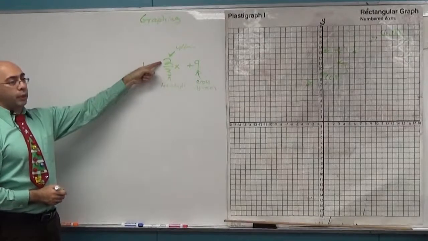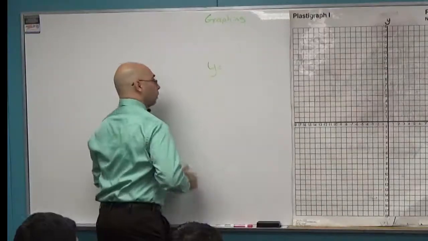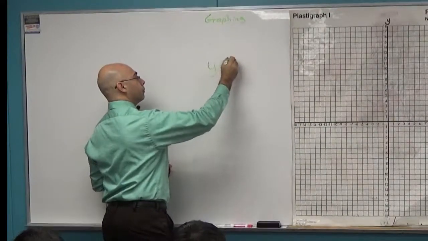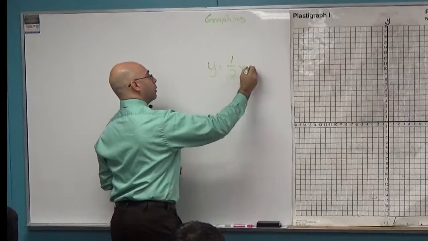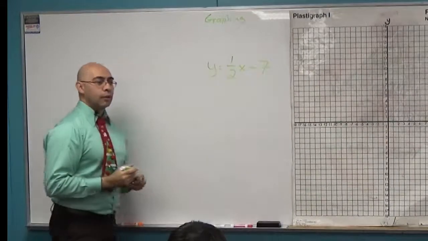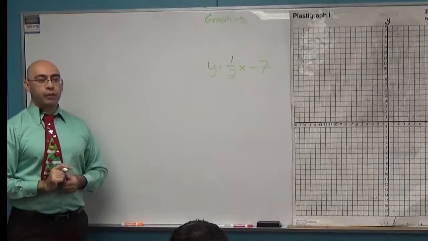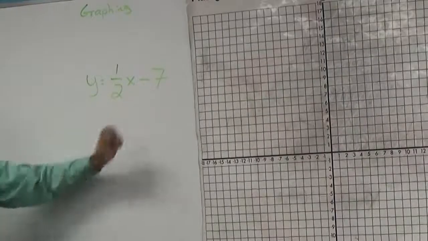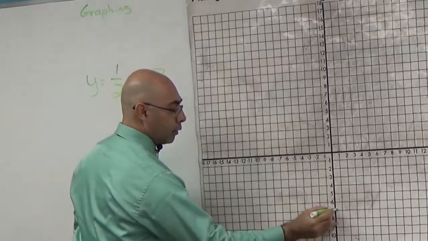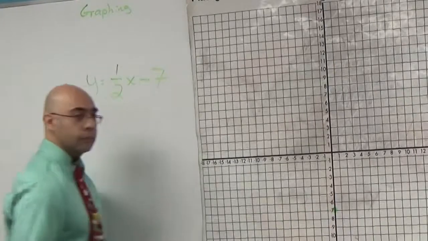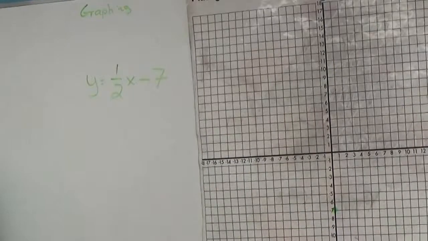Or you could say you could go down 2 and to the left 3. Y equals 1/2 x minus 7. Where would that first point be located? When you look here, that says a -7, so we'll go to -7. There's my first point. Then how would I get to the next point?